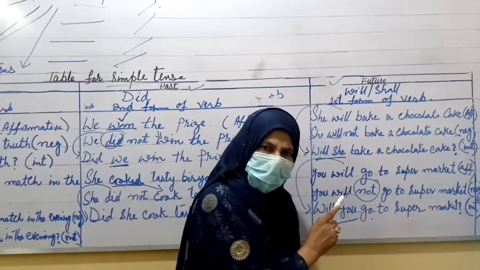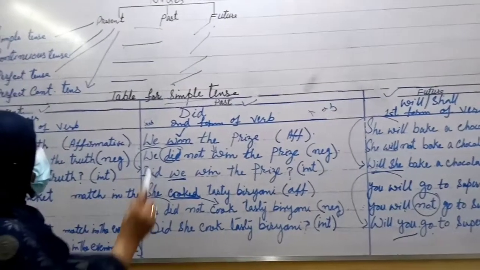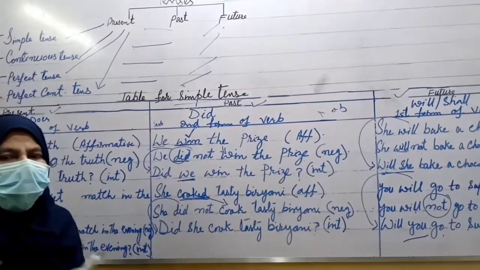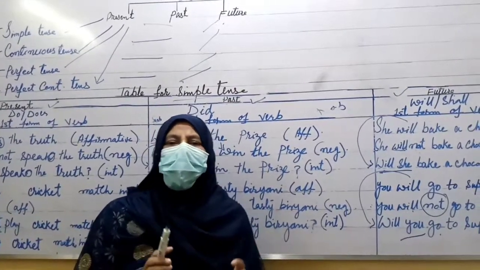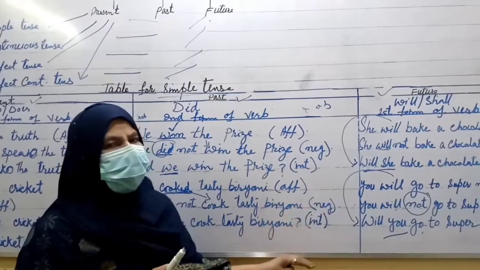Is that clear, beta? So today's lesson, that is simple tense, you have completed. Your today's lesson ends here. I hope you understood each and everything in this structure.